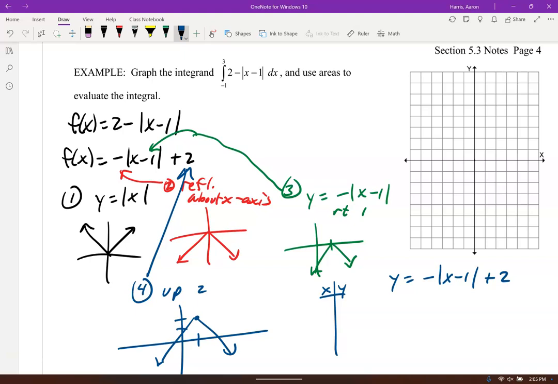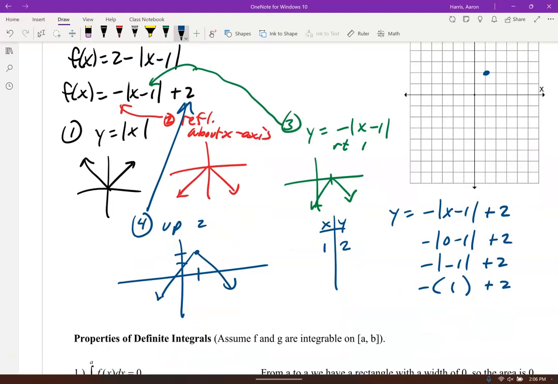So I'd plug in 1 would be a good one to plug in. 1 comma 2. Then 0: absolute value of -1 is just a 1, but then you apply the negative out front, so -1 plus 2 is 1. So 0 comma 1. Do -1 would be another one. -1 minus 1 is -2. Absolute value of -2 is 2. -2 plus 2 is 0. Anyways, we could keep going with that.